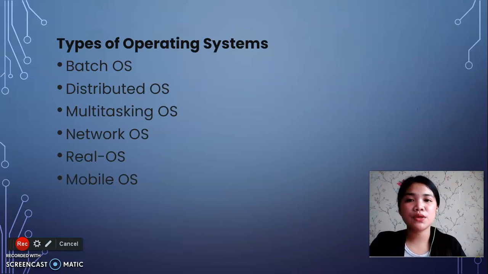So these are the types of operating system. We have batch OS, distributed OS, multitasking OS, network OS, real-time OS, and the last one is the mobile operating system.